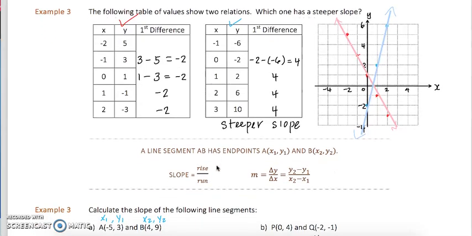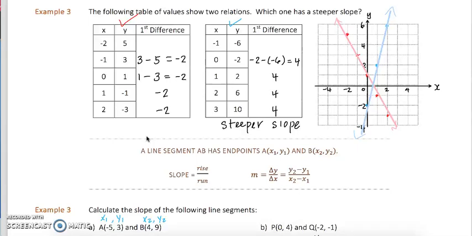Example 3. You're given two tables of values, and we want to figure out which relation shown in these tables of values has a steeper slope. One way to figure out which line has a steeper slope is, of course, to graph the ordered pairs as seen on the graph.